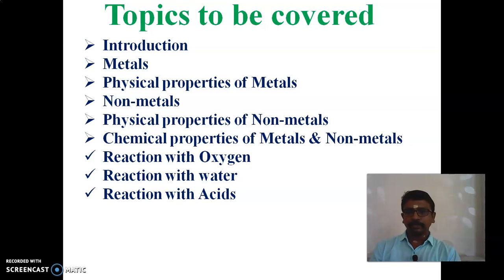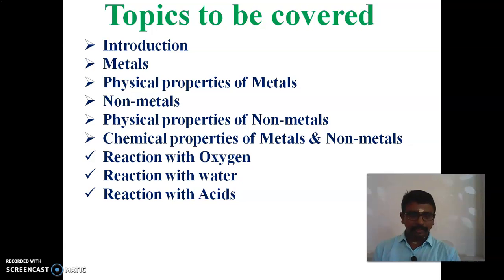What are the examples of acids? Hydrochloric acid. What is the formula for hydrochloric acid? HCl. And sulfuric acid. What is the formula for sulfuric acid? H2SO4. And nitric acid. What is the formula for nitric acid? HNO3. And acetic acid. The formula for acetic acid is CH3COOH. These are all the examples of acids.